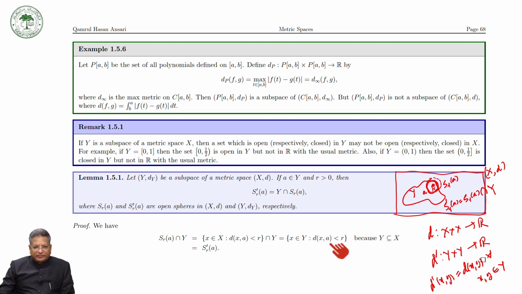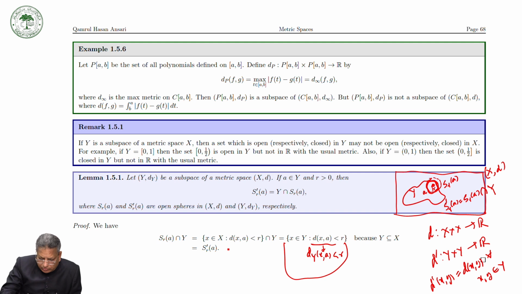But this is by definition, because we are taking all the points x in Y, so this term is the same as d_Y(x, A) less than R. It means that this is equal to the open ball at A with radius R with respect to the metric d_Y. So this way we can calculate the open ball.